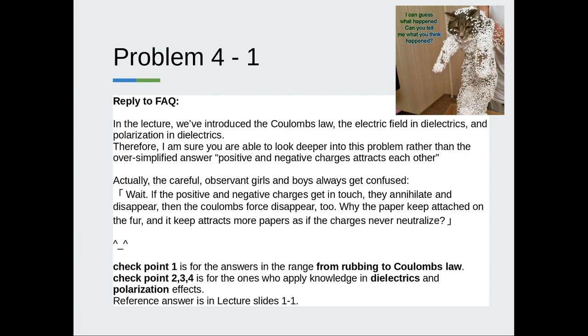Okay, and usually you can have more interesting ideas like an explanation for how the charges are excited by rubbing, or some other insights, then you will have one more check. Okay, so this is how we grade problem number 1.